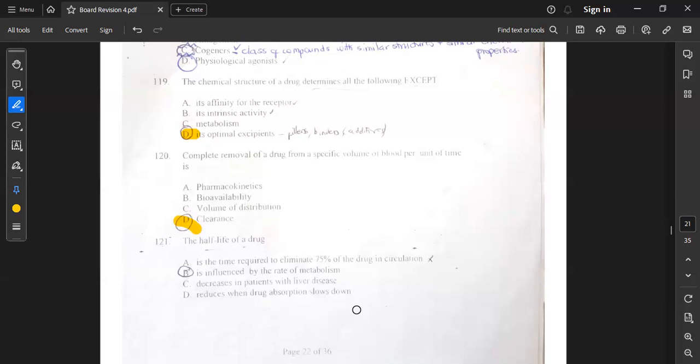Then bioavailability has to do with the amount that is available at the site of action. And then volume of distribution. I don't know how to explain volume of distribution. Is it the one which enters the tissues? Like if it has a very high volume of distribution, that means the drug action is low. I'm not sure.